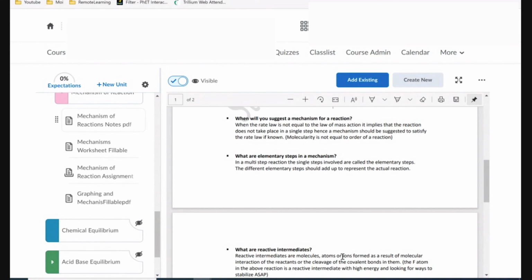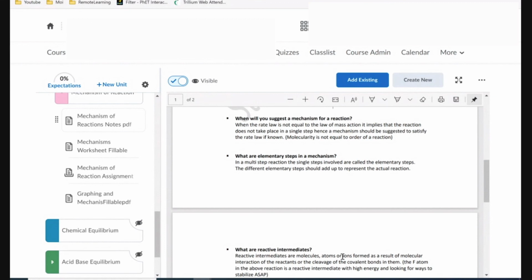So if you're suggesting a theoretical mechanism, you will expect certain products to be formed. So then what you would do is you would design an experiment to identify those reactive intermediates. So if by a chemical reaction you can prove the existence of the reactive intermediate, then you can say your mechanism may be probably right. So that's the way we proceed with reaction mechanisms. So a lot of experimentation has to be done. We have to look at these aspects of mechanism.